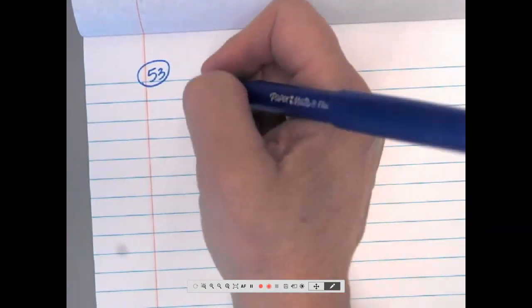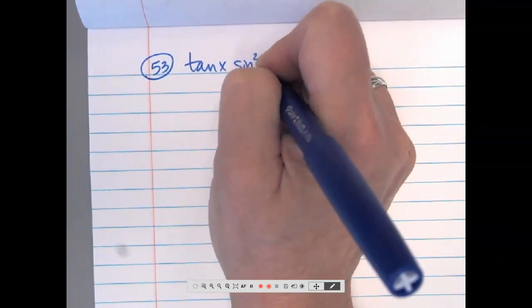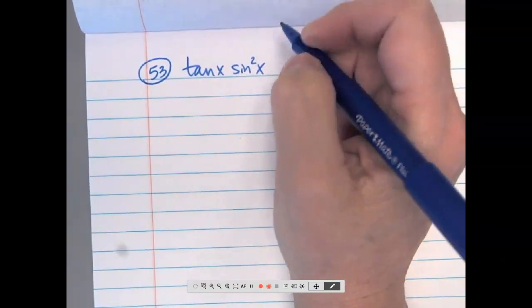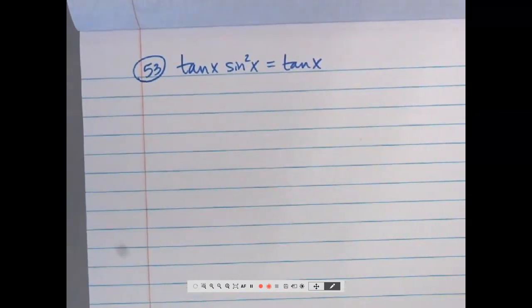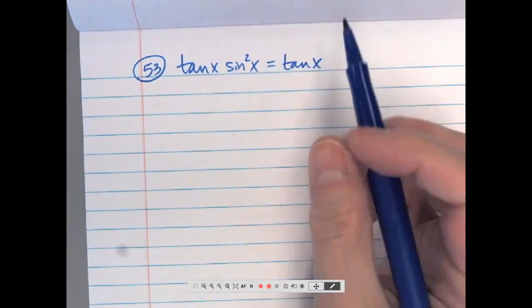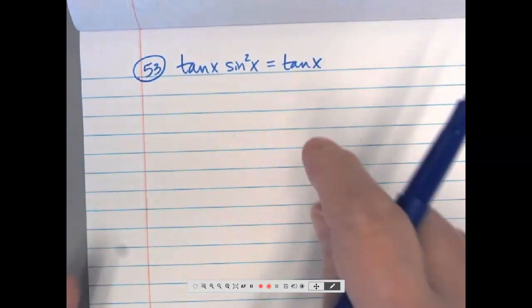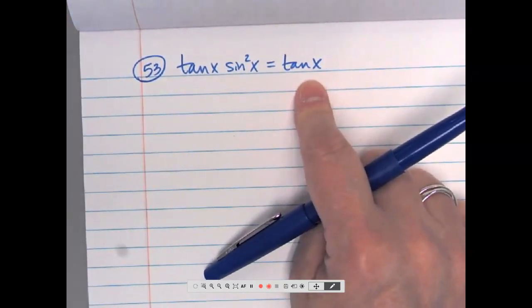Okay, tangent x sine squared equals tangent x. Okay, true or false? First thing I need to do is divide everything by tangent x. False, because that is getting rid of a solution. If there was just a 2 here and a 2 here, then absolutely divide by 2. But don't divide by what your variable is, otherwise you're ditching a solution.